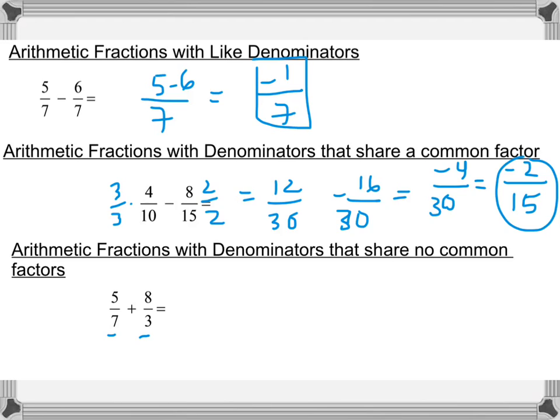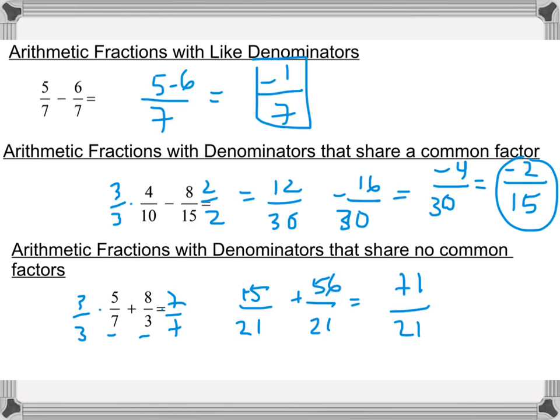have no common factors. Since 7 and 3 have no common factors, what you can do is multiply this one by 3/3 and this one by 7/7, and this becomes 15/21 plus 56/21, which ends up being, let's see, that's 71/21. Okay, and that's as far as you can go.